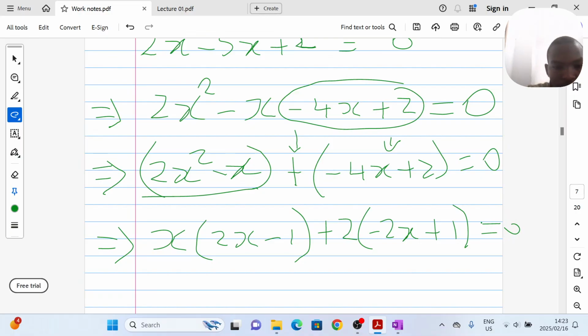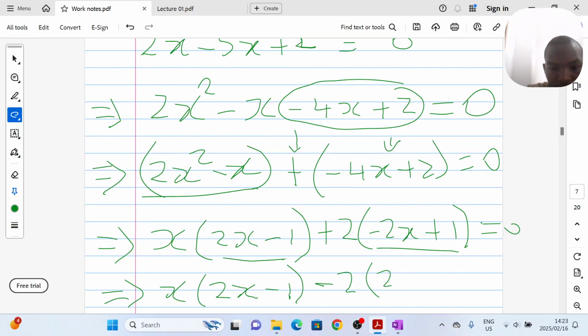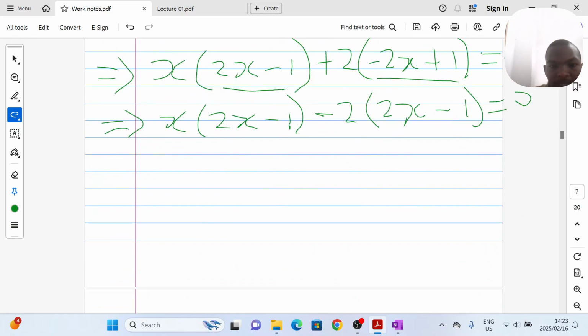Now take note that this and that is not the same. So in order for it to be the same, we need to factor out a minus there. So you're going to have x and 2x minus 1 minus 2. And then if I'm taking the minus out, I'll be left with 2x minus 1 is equal to 0. So we have that nice thing.